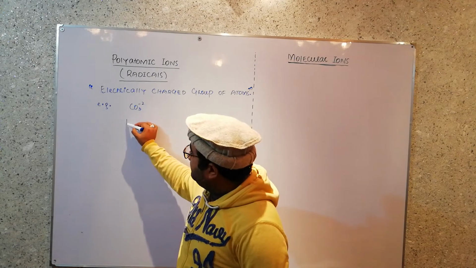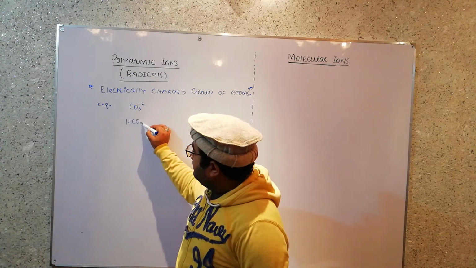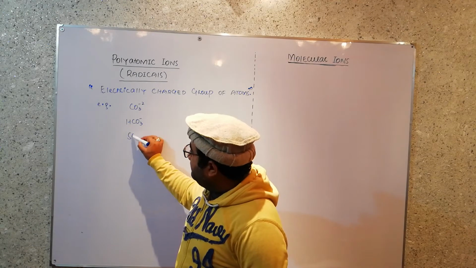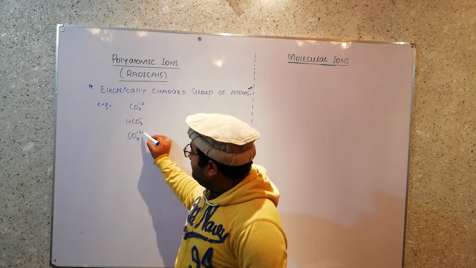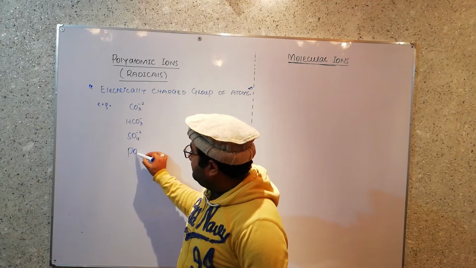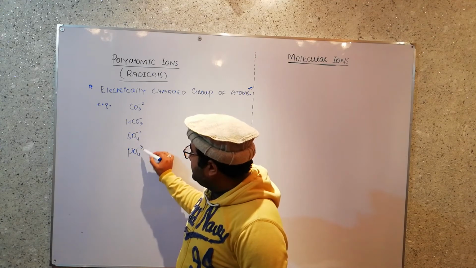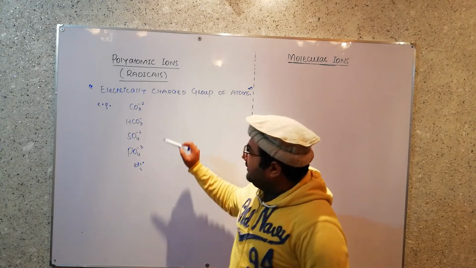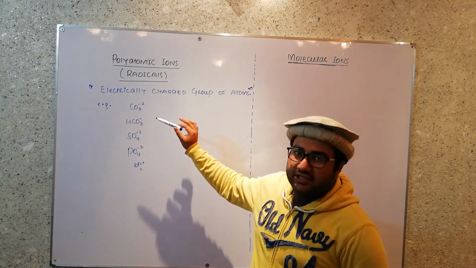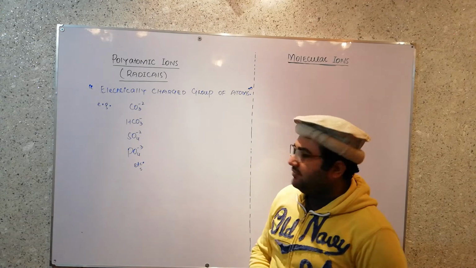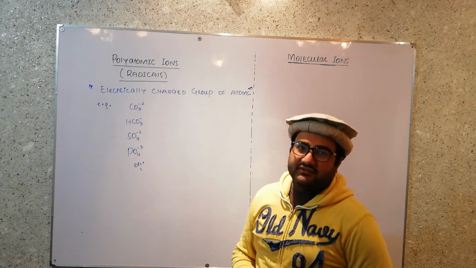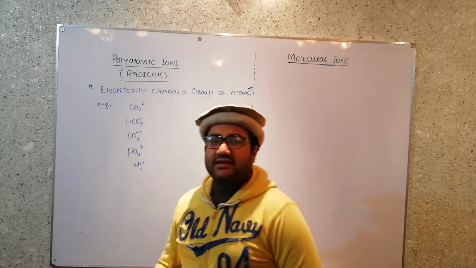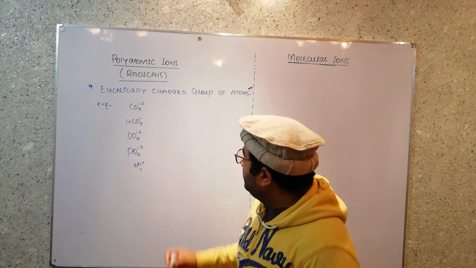Carbonate, bicarbonate, sulfate, phosphate, etc. These are the examples of the negative polyatomic ions. There are so many other examples of the negative polyatomic ions, like acetate is also an example.